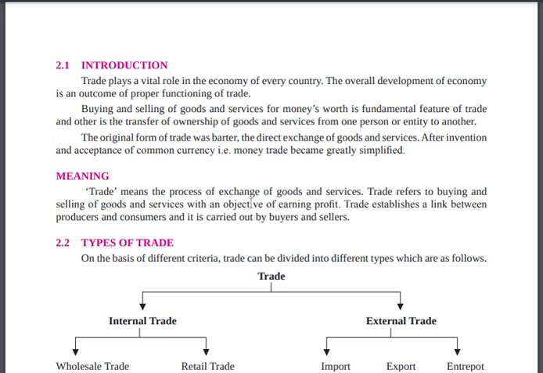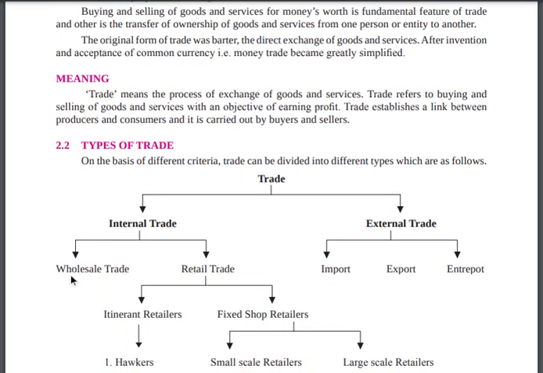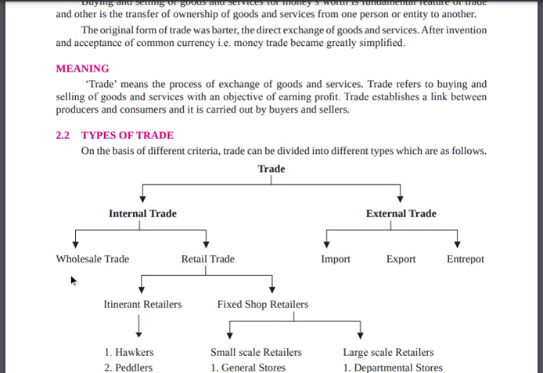Now we will understand the types of trade. In trade also there are types. Just think about the Mohan case. Mohan was selling in internal trade and external, which means foreign trade. Clear? So we will try and understand that. In internal trade there is the wholesaler and the retailer, and in retail also there is the itinerant and the fixed shop retailer. We will try and understand each and every block.